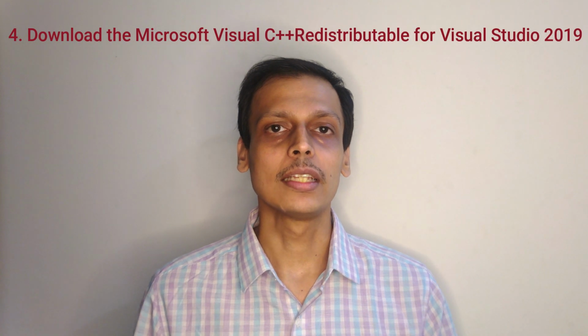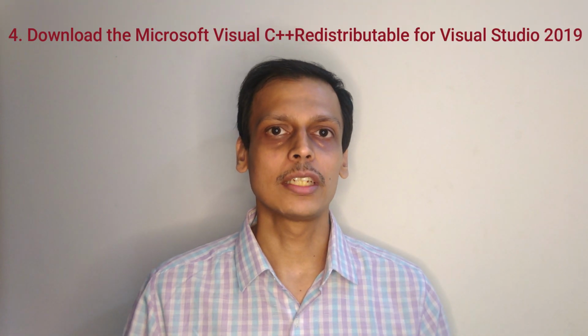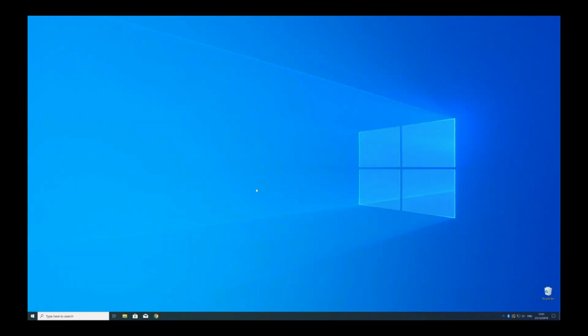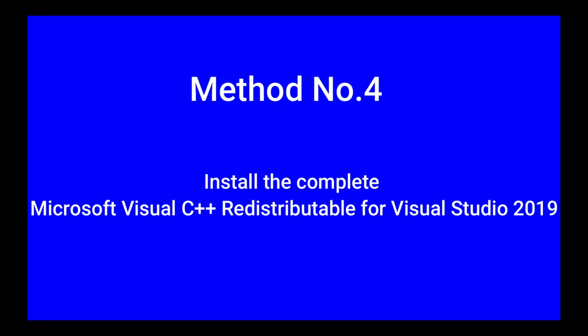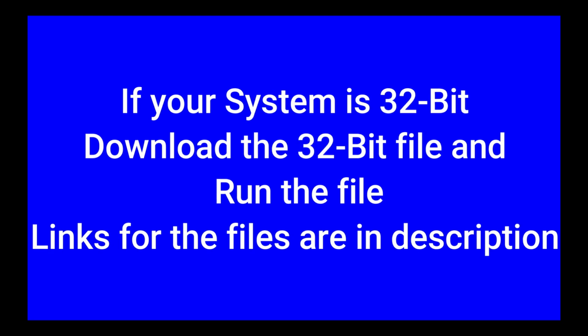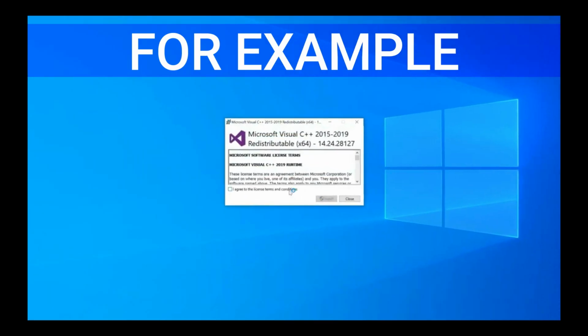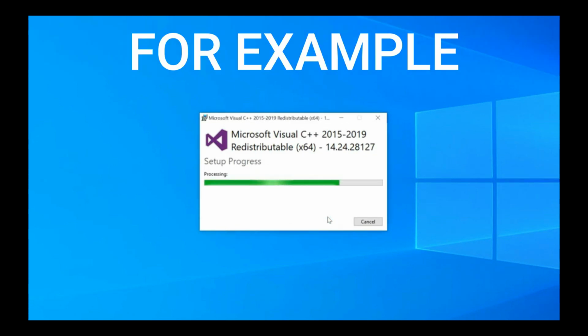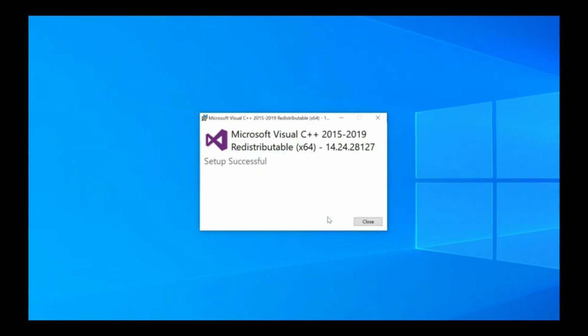And the fourth one is the complete installation of Visual Studio 2019. In the description, you will be able to find the files for that particular error. For this one, again the same procedure is followed for 64-bit as well as 32-bit. Download that file as per your system and execute the file as a normal exe file. Do not forget to restart your PC.